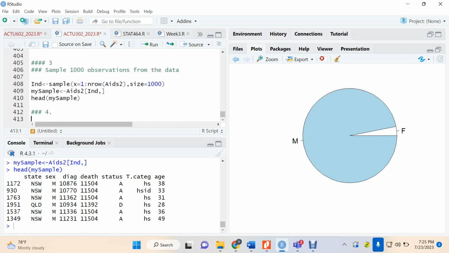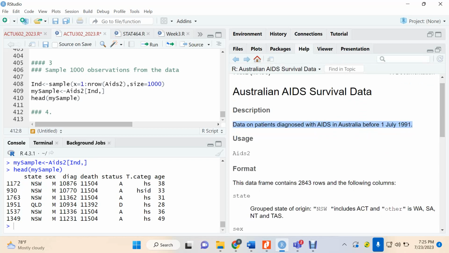So now 4. In 4, we were to compute the survival time of AIDS patients and name it as a new variable. I don't understand why people were so worried about it. We said, first of all, study the data.